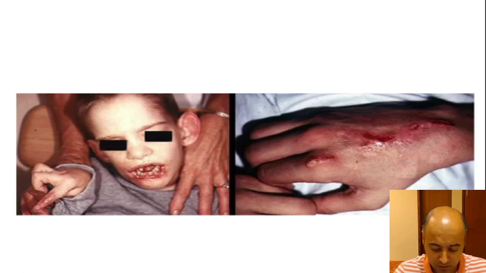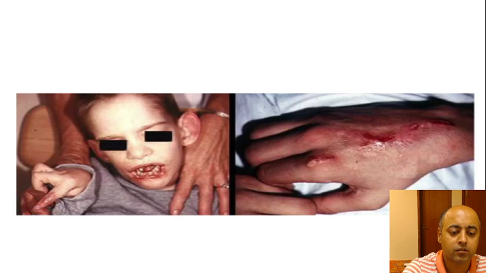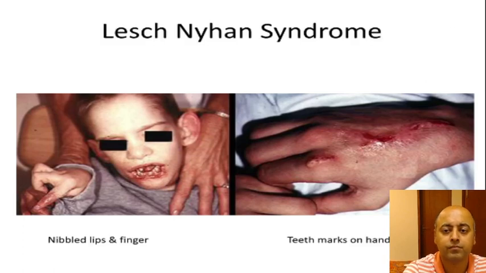And this is the Lesch-Nyhan syndrome. If you don't know this, this is the Lesch-Nyhan syndrome. Transmission is okay, but we're not getting it on the screen. Now we got it. Okay, so we are looking at the Lesch-Nyhan syndrome. You can see the nibbled fingers and lips and the teeth and bite marks on the hands. These are very characteristic of Lesch-Nyhan syndrome.